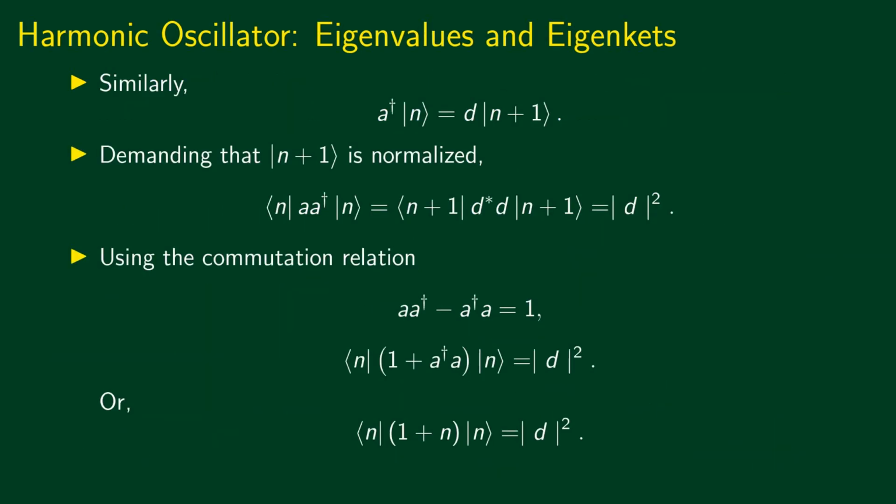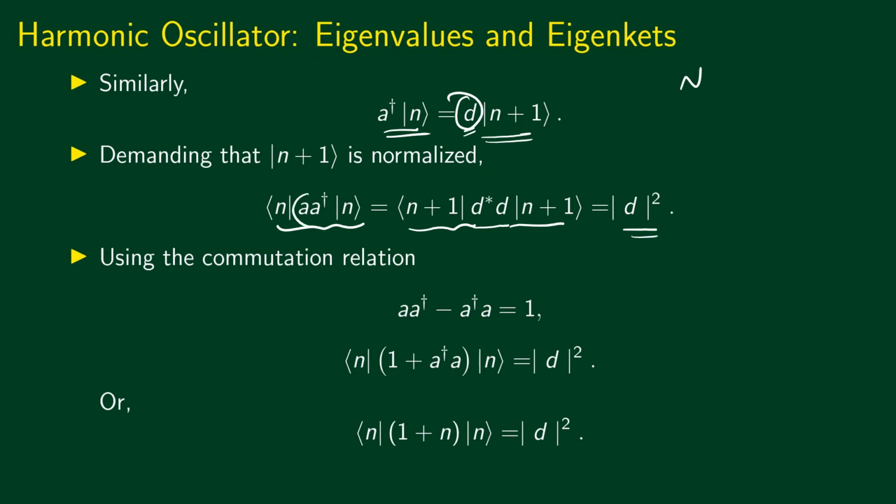By similar arguments, we can say that A dagger acting on ket n is some numerical factor d multiplying ket n plus 1. We can find d by demanding that ket n plus 1 and ket n are normalized eigenkets of operator n. So we take the inner product with itself on both sides, and from the left hand side we have bra n A A dagger ket n, and on the right side we have bra n plus 1 d star d ket n plus 1, which is modulus of d squared.